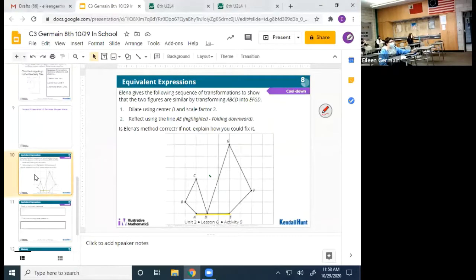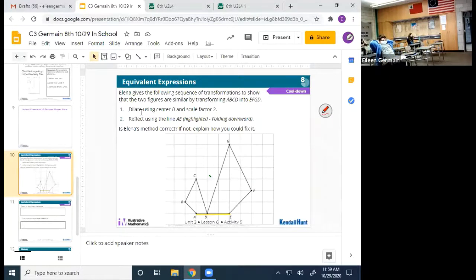So, ladies and gentlemen, let's take a look at this cool down experiment. You're not going to do it. We're going to do it together. I want to have one more example for us to look at. So, Elena gives the following sequence of transformations to show that the two figures are similar by transforming A, B, C, D into E, F, G, D.